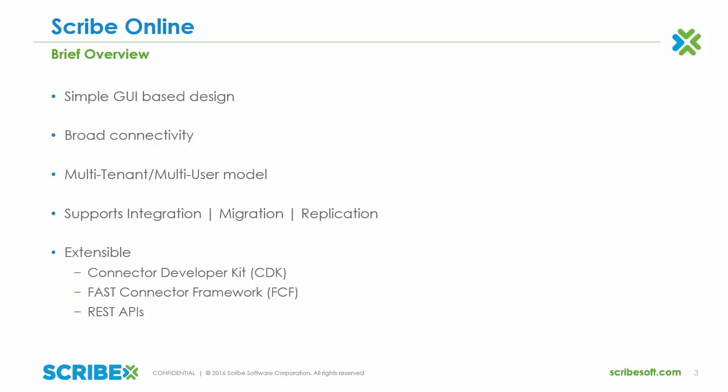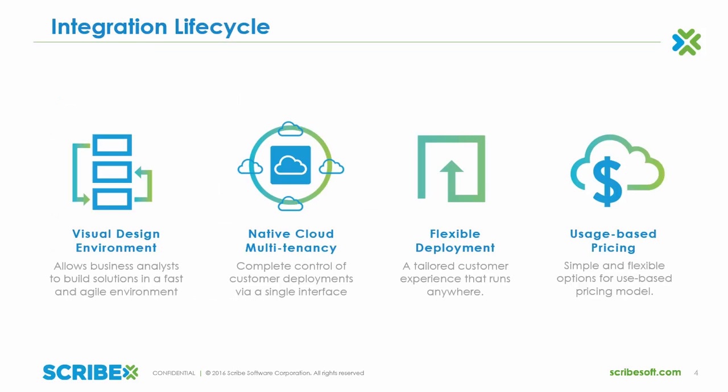The platform's also extensible. So we have our connector developer kit, which is how Scribe builds all the connectors built on the platform. We have our fast connector framework, which allows us to build connectivity out much more quickly to simple HTTP endpoints. And then we also have a set of public REST APIs that help power the platform. These are our management APIs.